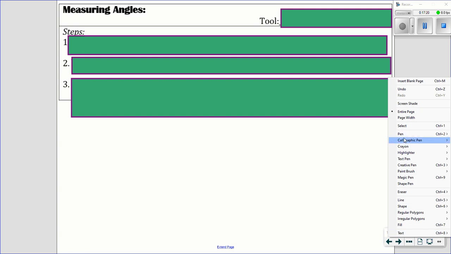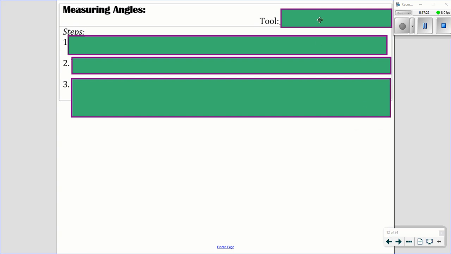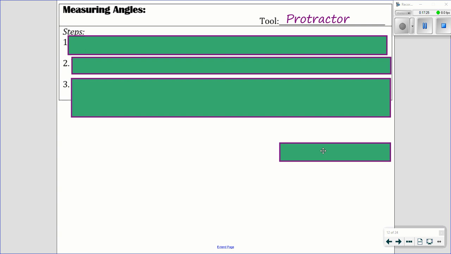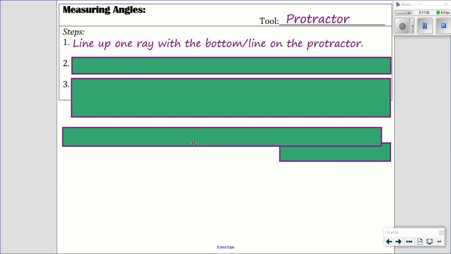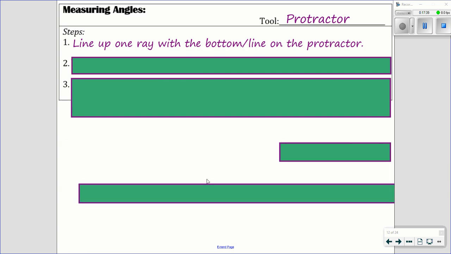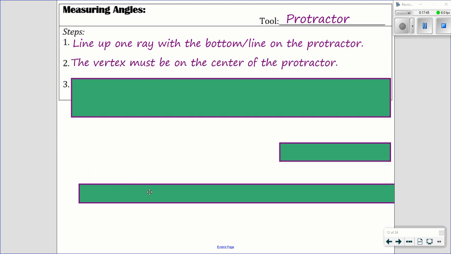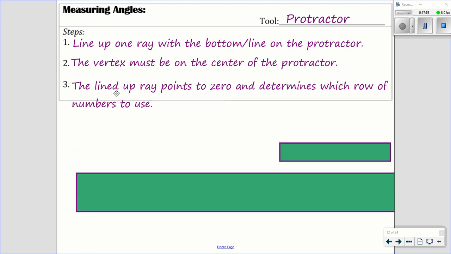Now, when it comes to measuring angles, there's a tool that you use, and it's called a protractor. It looks like a half circle, and it has numbers on the side, inside and outside. This is used to measure angles. The steps to use it: you line up one ray with the bottom of the protractor, and the second step is the vertex must be on the center of the protractor. The protractor has a little circle in the center. It's like an open hole. That's where the vertex is going to be, so that you can measure.